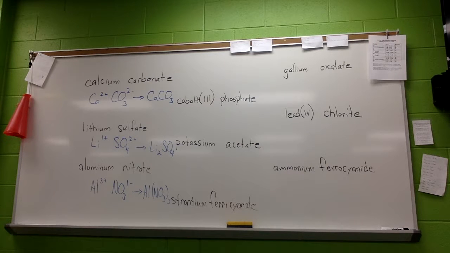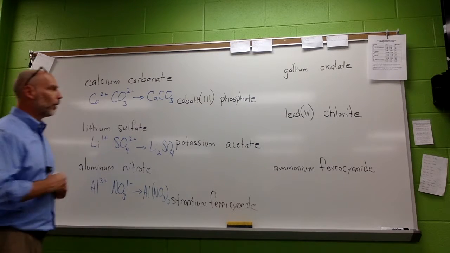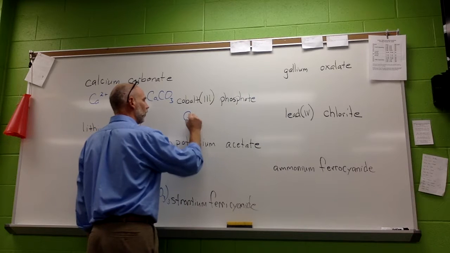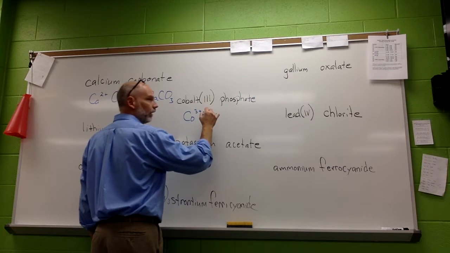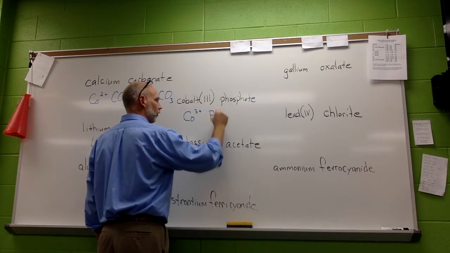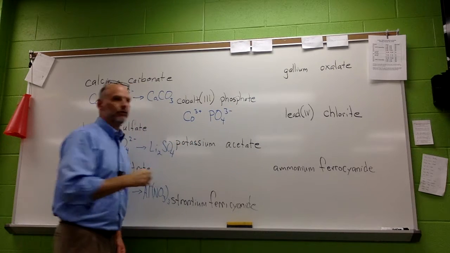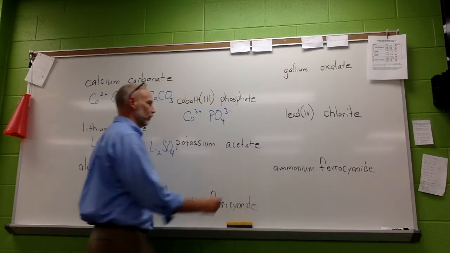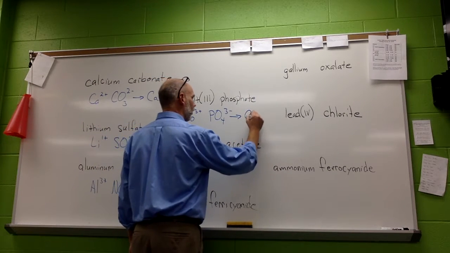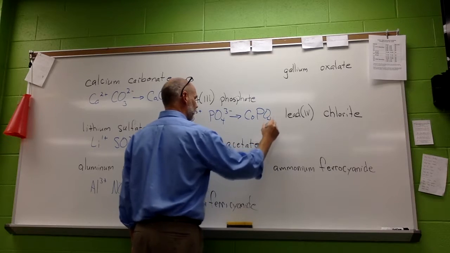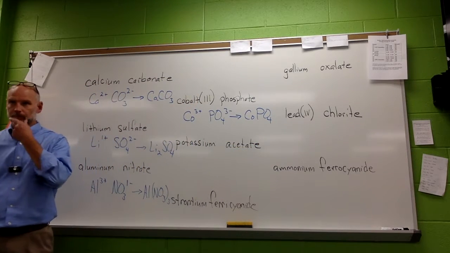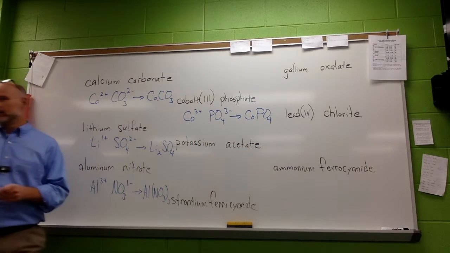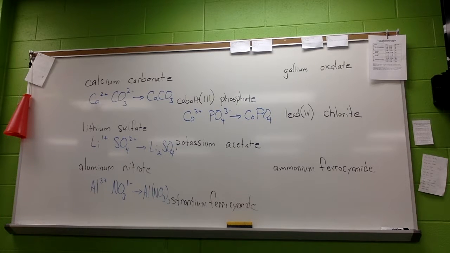Cobalt 3 phosphate. Symbol and charge for cobalt 3: Co with a 3 plus. Phosphate, 3 negative. And the charges cancel. So Co, PO4. Full for full. Lost a few. 1, 2, 3, 4, 5, 6, 7, 8. Maybe not.